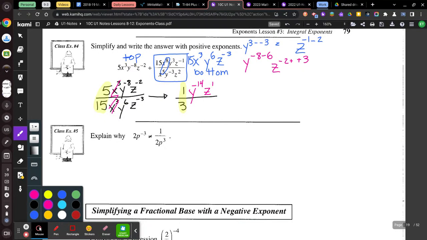The only one that's going to change positions is the y, which is going to go sit with the 3 on the bottom. So your final answer is going to look like z to the 1 on top of 3y to the 14. And that's as far as you can go.